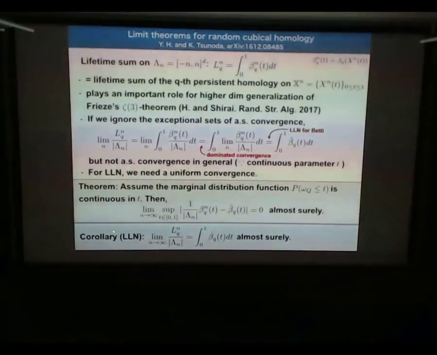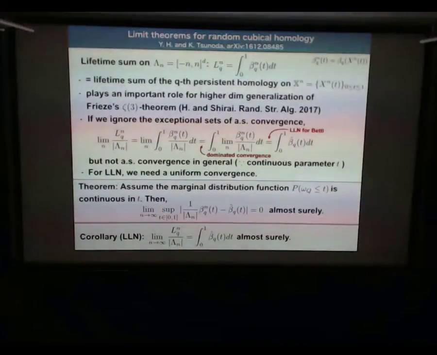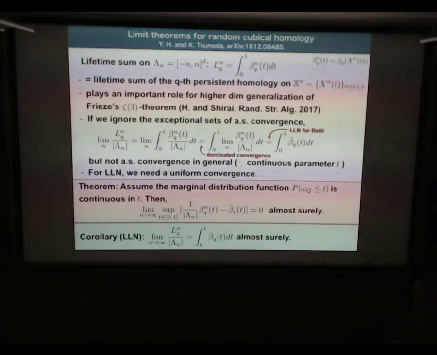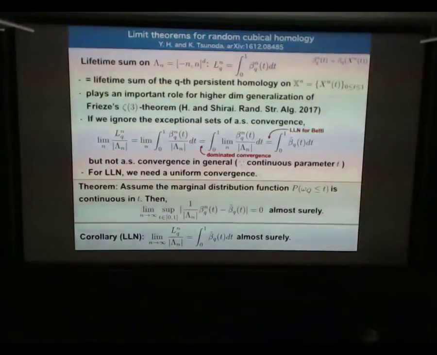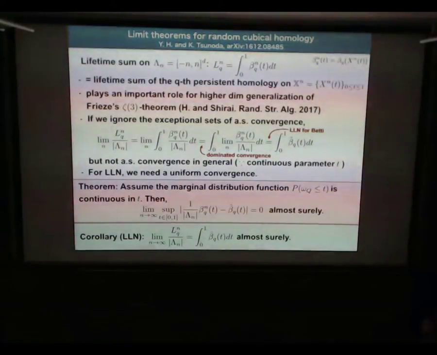Based on this theorem, the scaling limit, the law of large numbers for the lifetime sum, is easily proved. This is valid almost surely. So this is a law of large numbers for the lifetime sum.